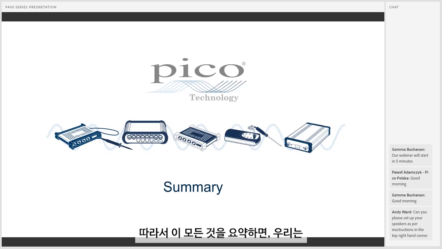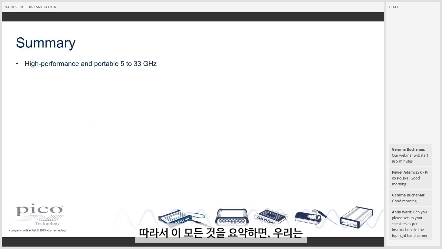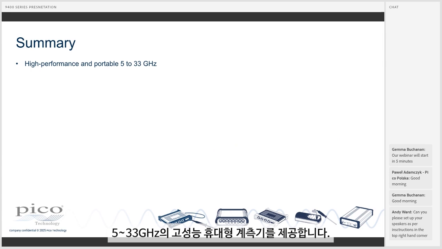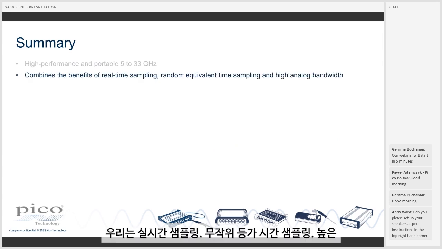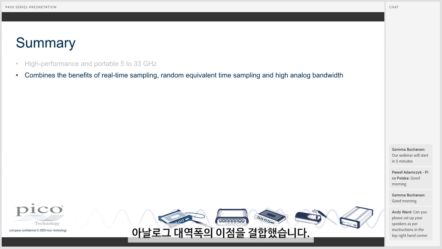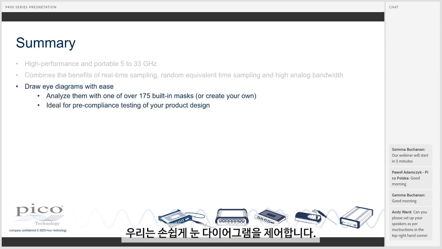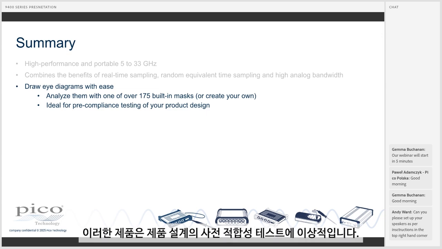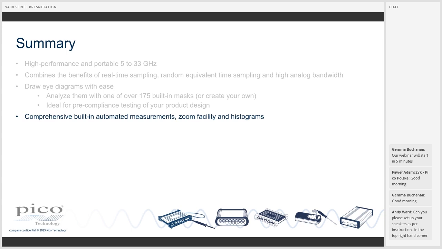So in summarizing all of this now, we offer high performance and portable instruments from 5 to 33 gigahertz. We combine the benefits of real-time sampling, random equivalent time sampling, and a high analog bandwidth. We can draw eye diagrams with ease. We've got built-in masks. These are ideal for pre-compliance testing of product design.